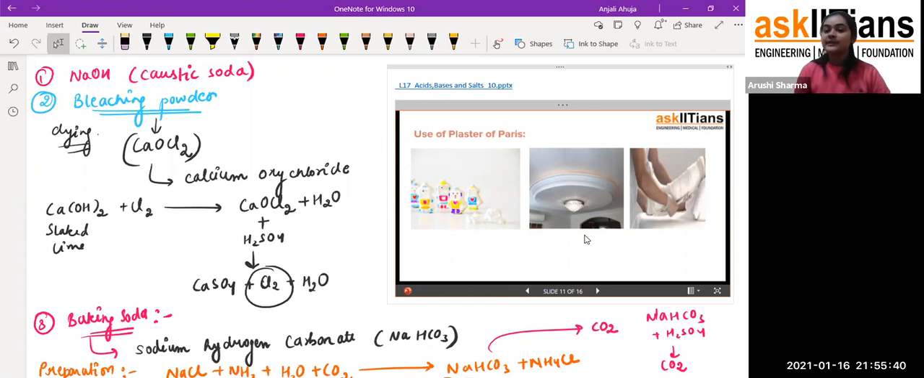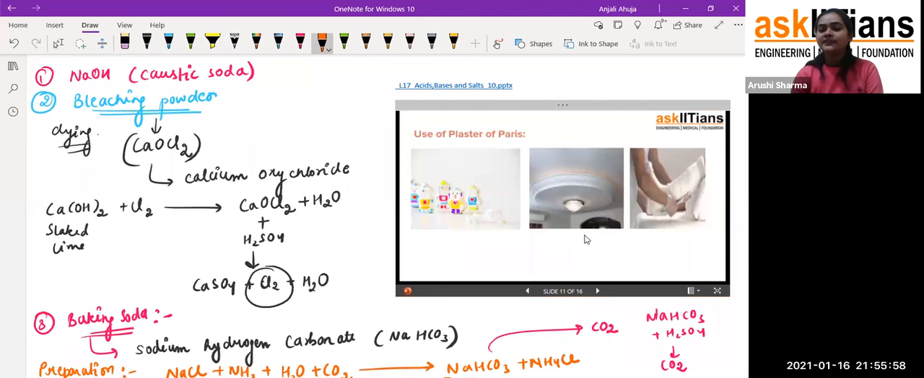So what's the POP? It's plaster of Paris, which we get from gypsum. And remember this thing: never ever heat gypsum over 100 degrees Celsius. If you do that, you will not get POP, you will get just calcium sulfate from it. So that's the point, students, and those are the uses of POP.